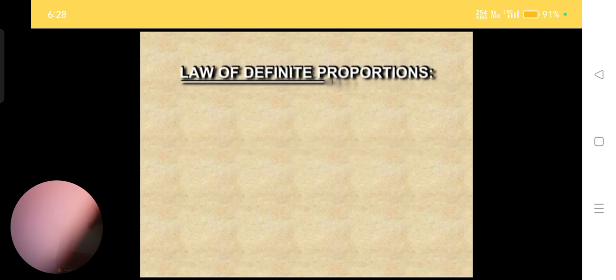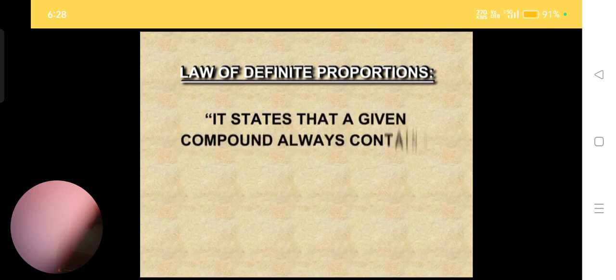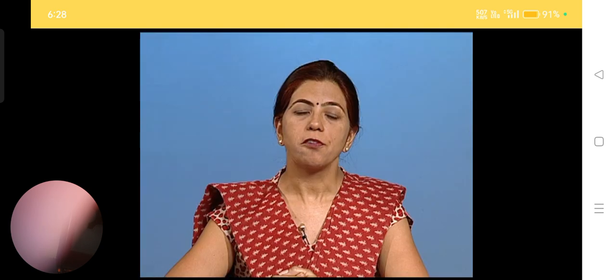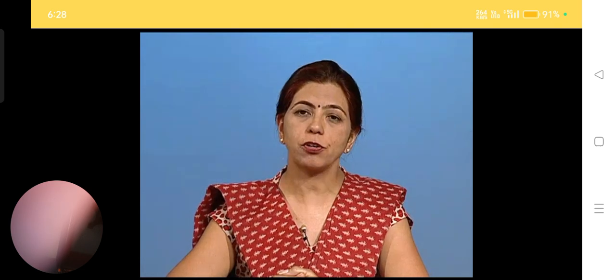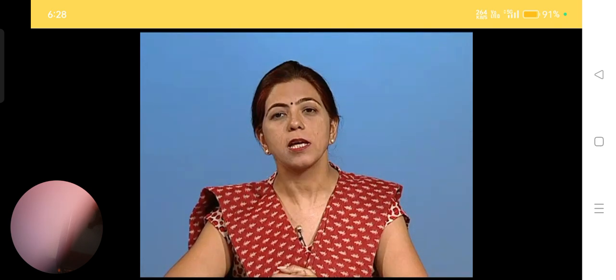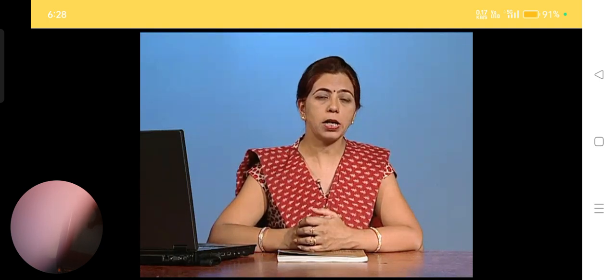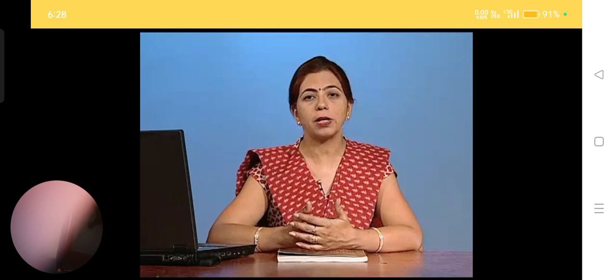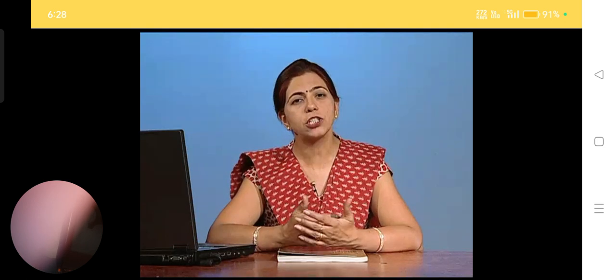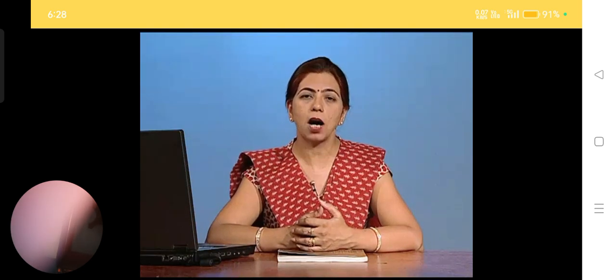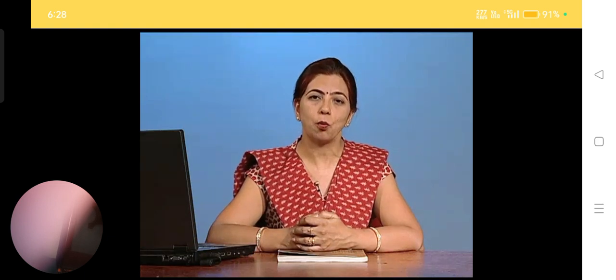Second law, law of definite proportions. It states that a given compound always contains exactly the same proportion of elements by weight. Compound from any source, either natural or synthetic, contains same amount of elements in the same ratio. For example, carbon dioxide present in air or the carbon dioxide we synthesize in the lab by heating coke or from any source of carbon dioxide. It always contains carbon and oxygen in the ratio of 1:2.